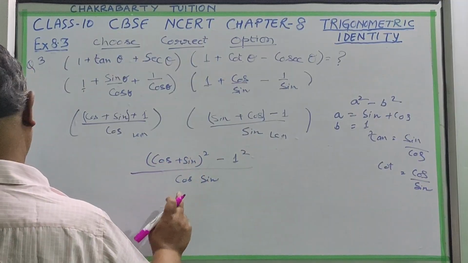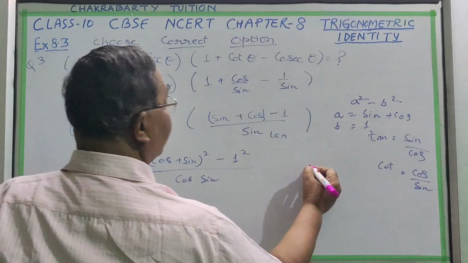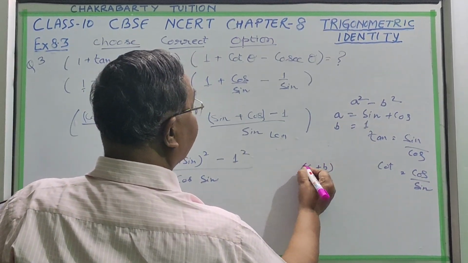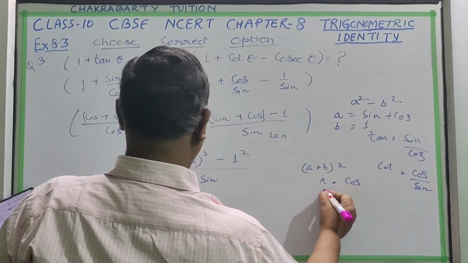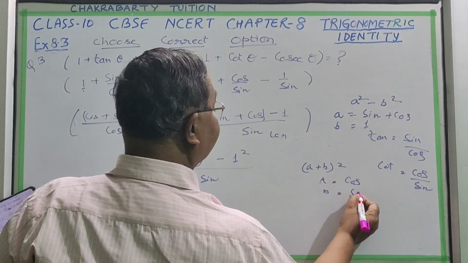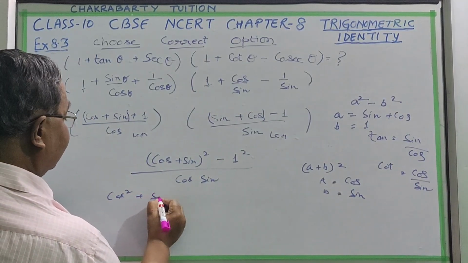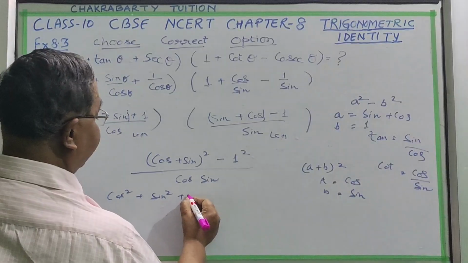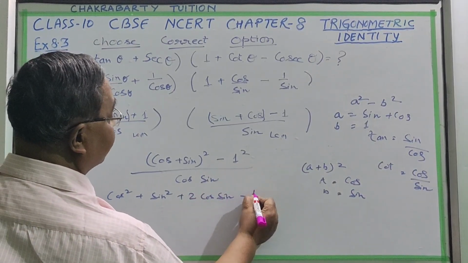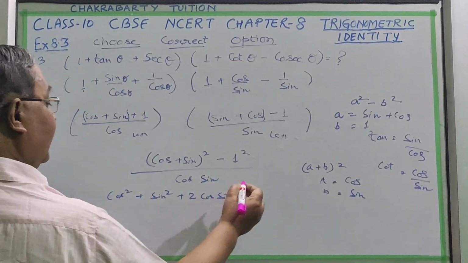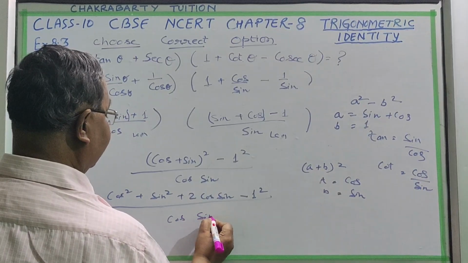Here you take the identity (a plus b) whole square, where a is equal to cos and b is equal to sine. So what will happen? It will become cos square plus sine square plus 2ab, that is 2 cos sine, minus 1 square, which remains as it is. And here cos sine will come.